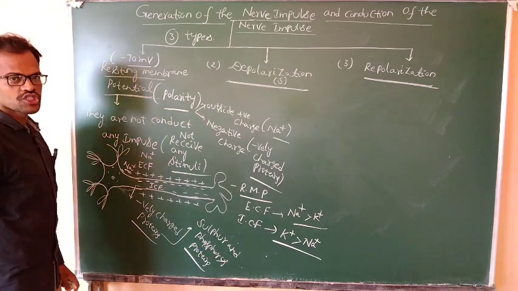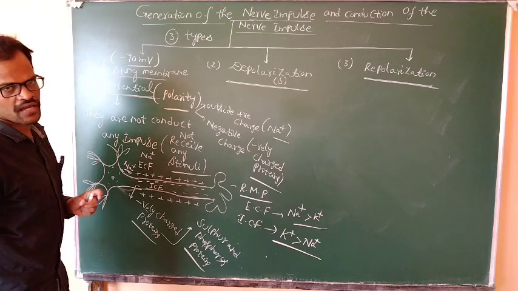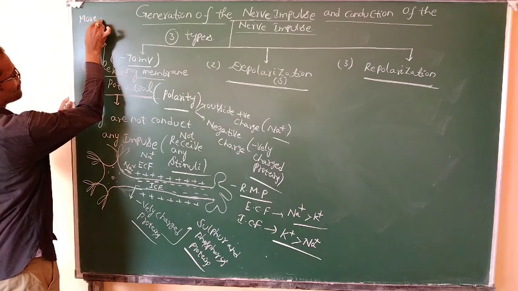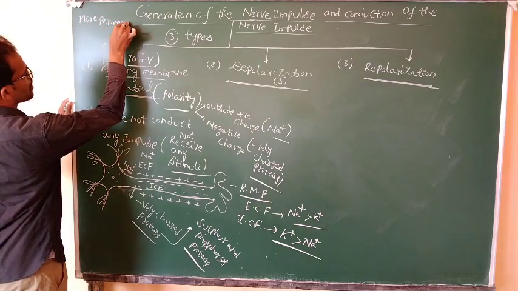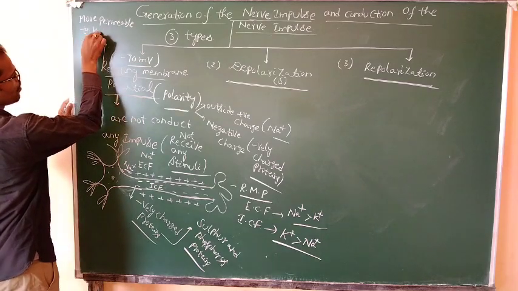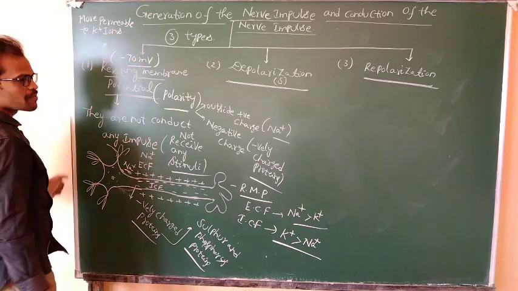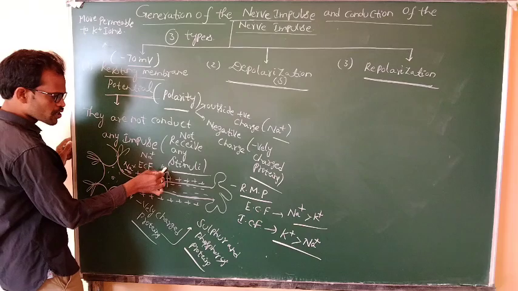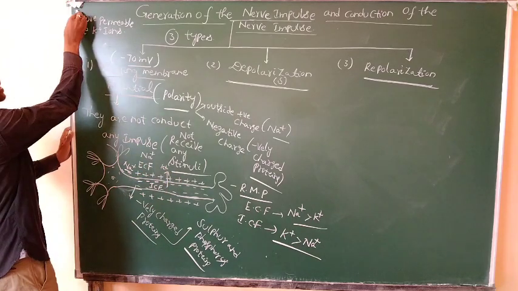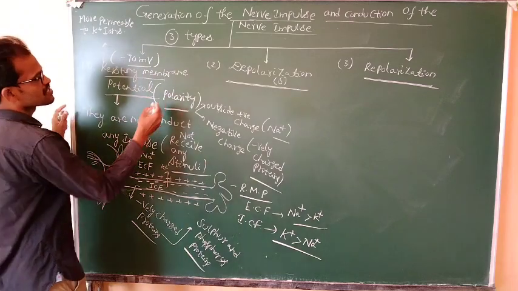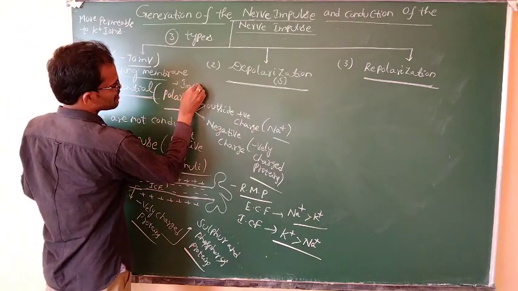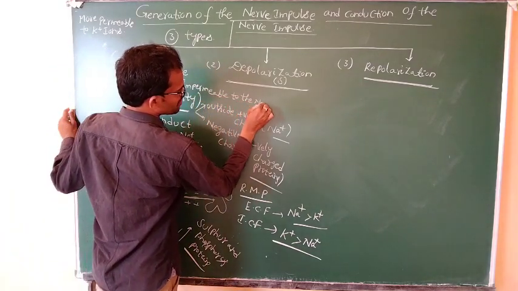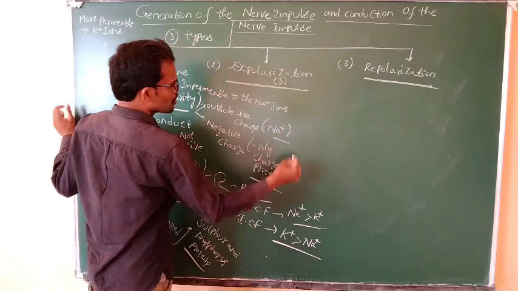During the resting membrane potential, the membrane is more permeable to the potassium ions, which move from the inside to the outside, but it is impermeable to the sodium ions.